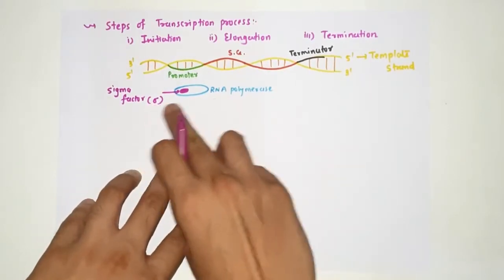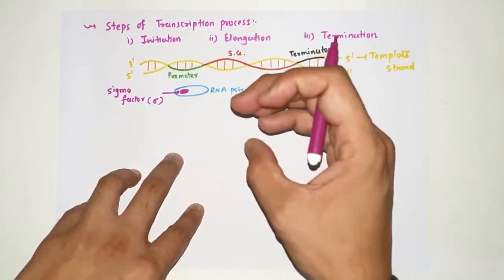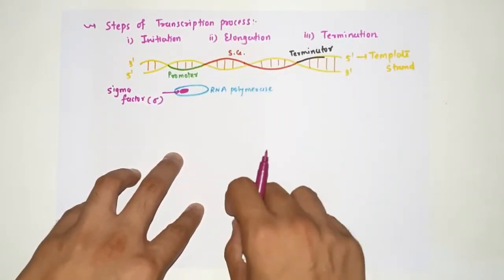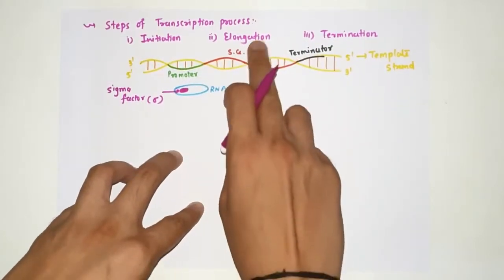Okay, then this sigma factor containing RNA polymerase now binds with the promoter region, and it causes the unwinding of the helix. And then it initiates the second step, that is elongation.